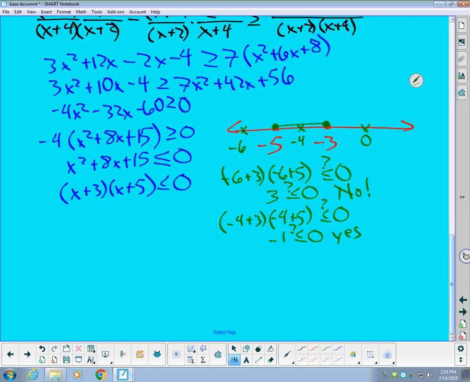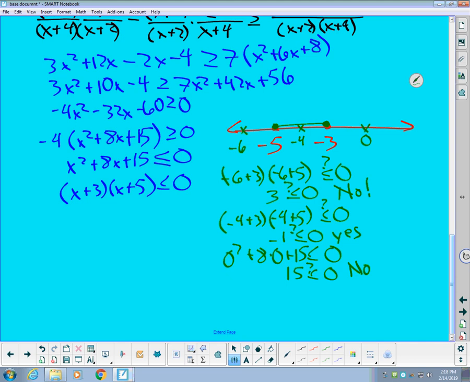And if I test the 0, I'm going to do that in the quadratic form that I had up here and do 0 squared plus 8 times 0 plus 15 less than or equal to 0. And that just is asking, is 15 less than or equal to 0? And the answer there is no, so those aren't any good.